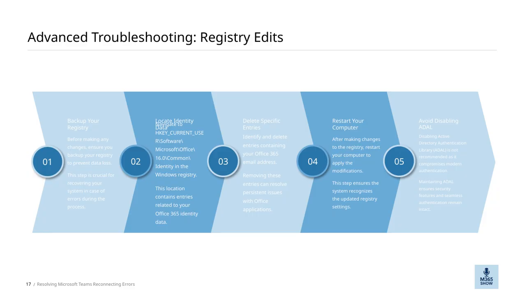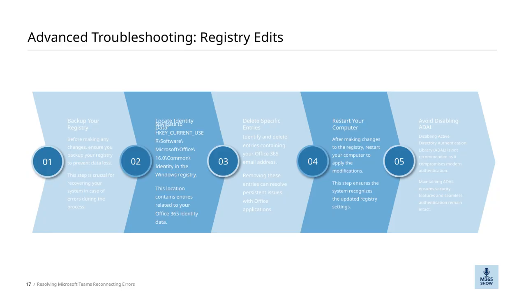Key current user /software /Microsoft /Office /16.0 /common /identity. This is where your Office 365 identity data is stored. The goal here is to locate entries related to your Office 365 email address. Once you find these entries, you should delete them. Removing these problematic entries can often resolve lingering issues with Office applications, including Teams.